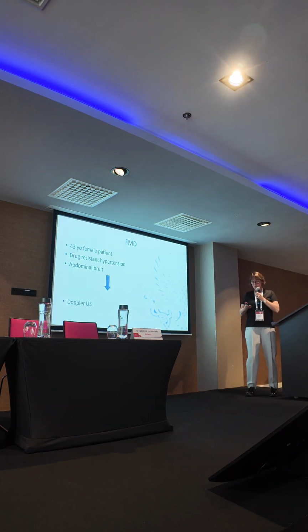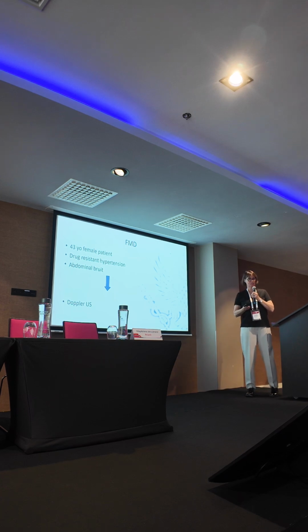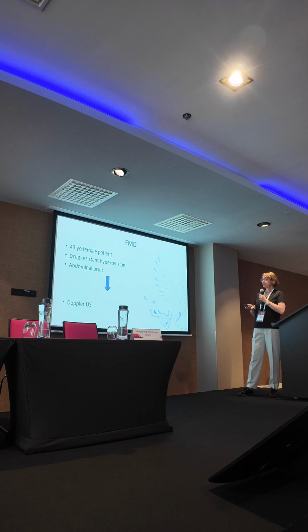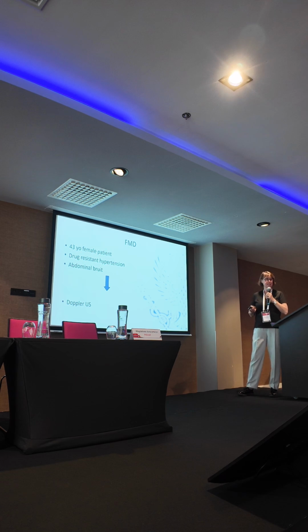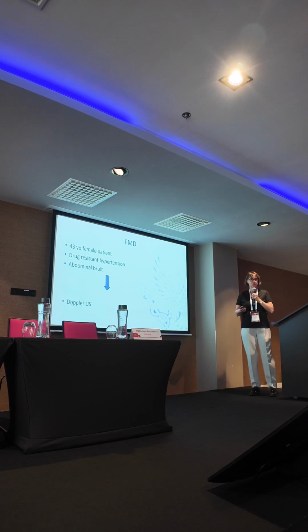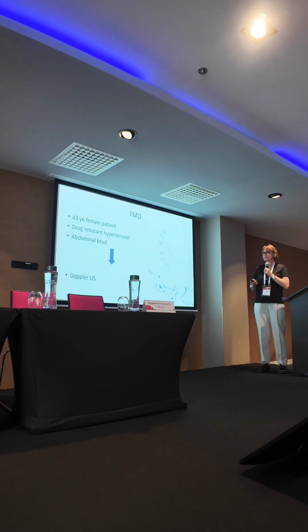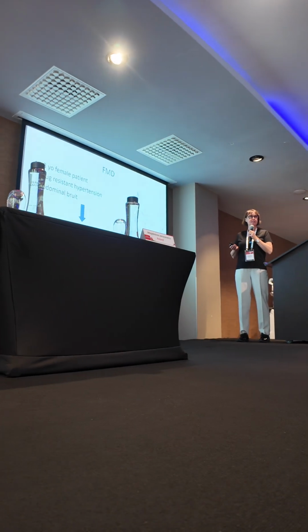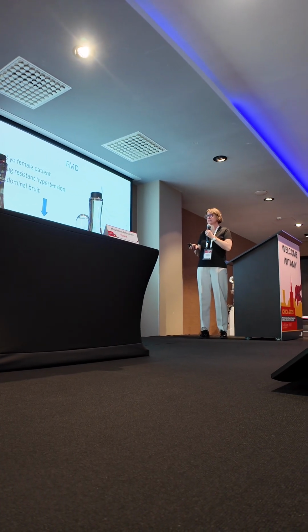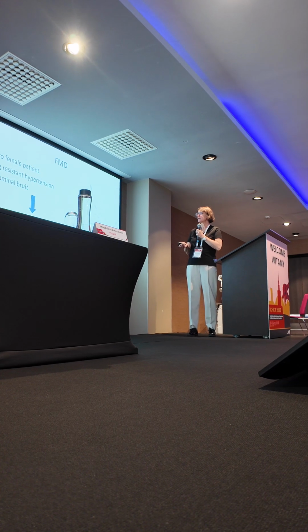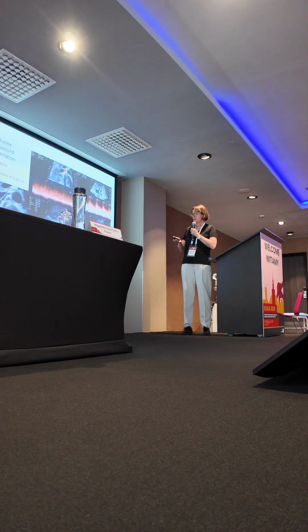Another patient, and you see the age is different. She's older. She's 43, but also has drug-resistant hypertension, an abdominal bruit, and hypertension almost crazy. She had almost 220 over 100 millimeters of mercury. So crazy hypertension. She had a very loud bruit in the abdomen.